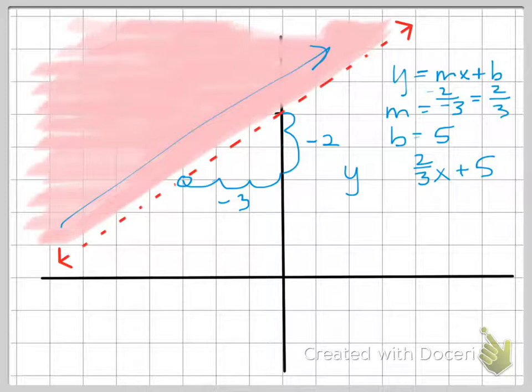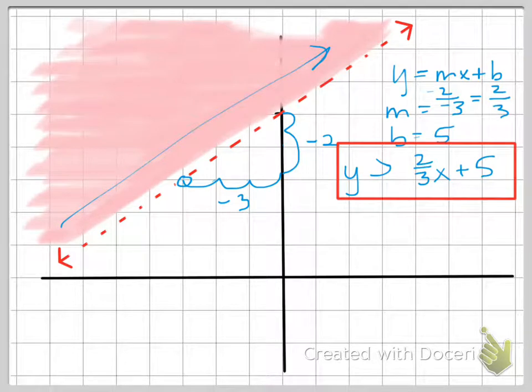Okay, so do I have a shaded or a dotted line? Very good, Candace. I have a dotted line. Therefore, I'm not going to have an equal to. I'm just going to have the inequality. Am I shading above or below? Good, Haley. I'm shading above, so that means I'm going to have a greater than sign. Okay, so there is my inequality. Y is greater than 2/3 x plus 5.